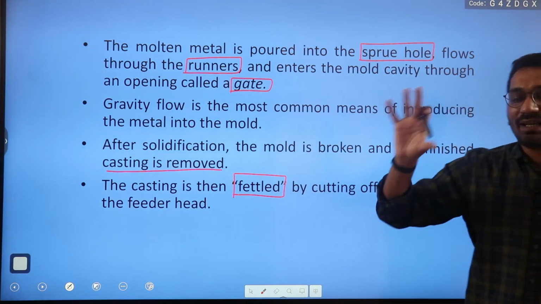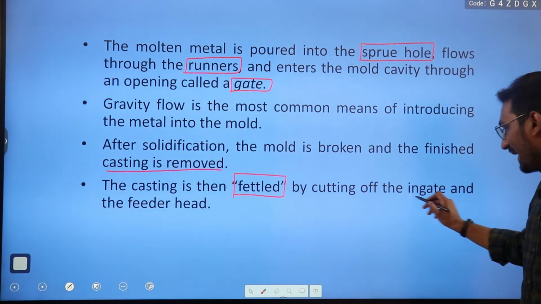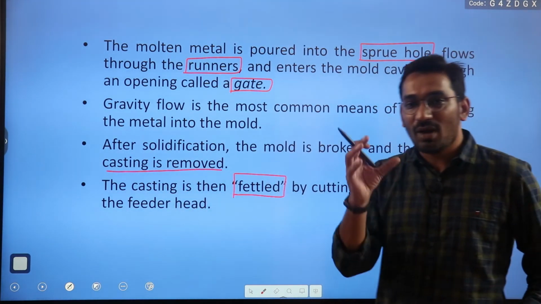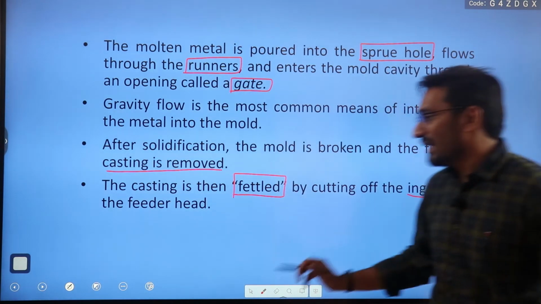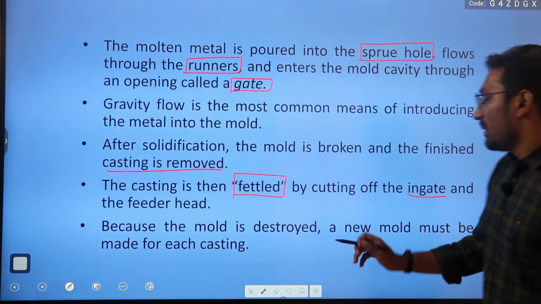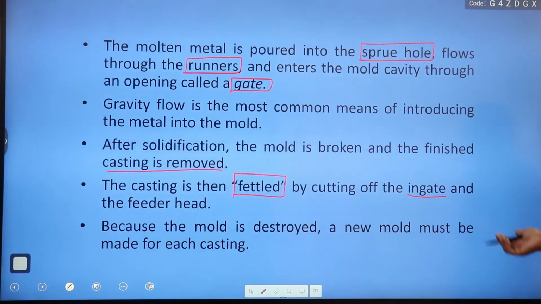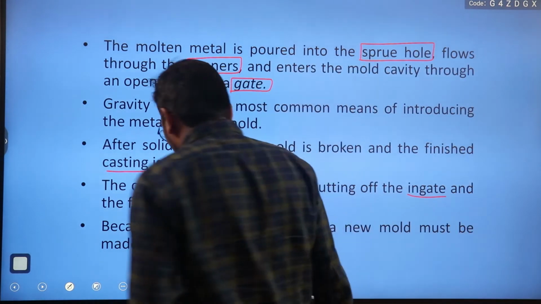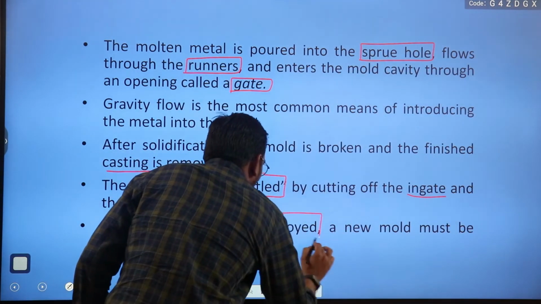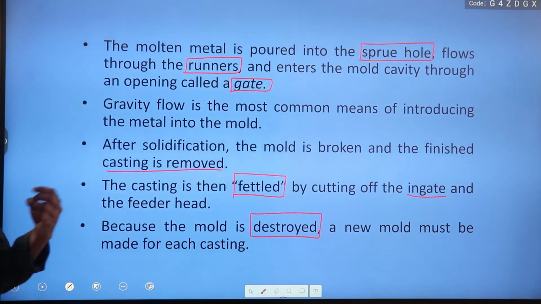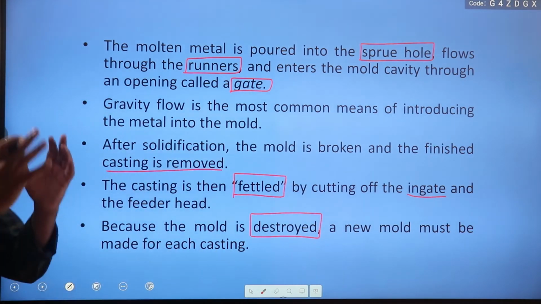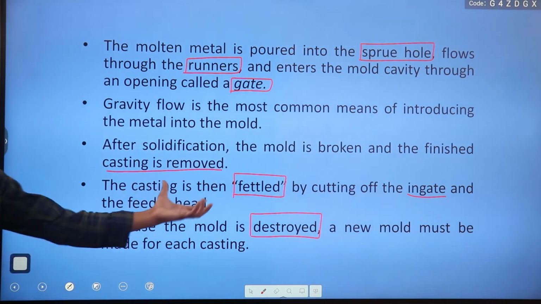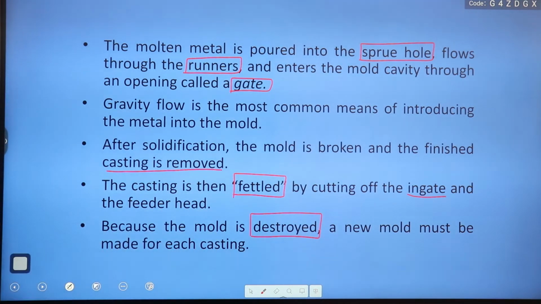The extra material is there in the form of your ingate, runner, feeder head. These will be the extra material and you have to cut it. This is known as fettling. Because the mold is destroyed, a new mold must be made for each casting. In sand casting, this is the disadvantage: every time you have to make a new mold, because to remove the product after solidification you have to break the mold, so you have to make a new mold after every casting.